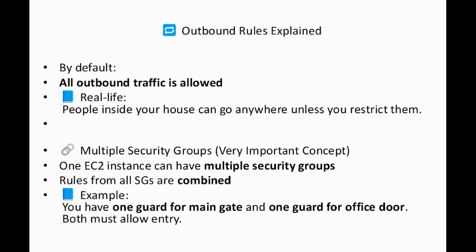For example, you have one guard for the main gate and one guard for the office door. Both must allow entry. So I hope it is clear with this example. For one EC2 instance, we have multiple security groups. In this way, you can understand: for one house, there are two guards. One is for the main gate and the next one is for the office door. So in this way, you can understand.